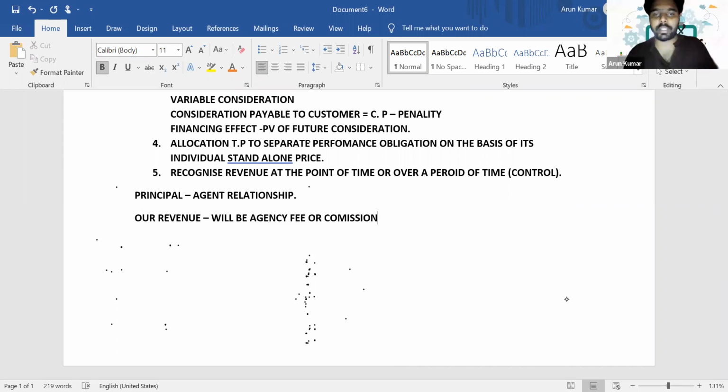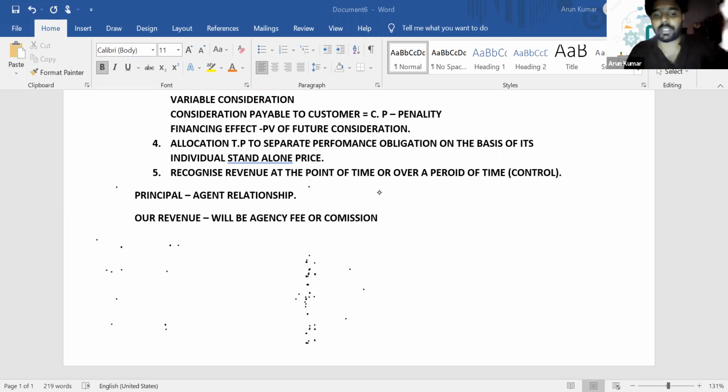So if you're acting as an agent, our revenue will be the agency fee or the commission, because we need to identify it from a transaction. What are the different factors or conditions from which we can figure out whether we are just acting as an agent? Let's say the risk of obsolescence in our inventory, or the credit risk, that is, whether the customer will pay you the amount. All these risks and rewards will not be our responsibility.